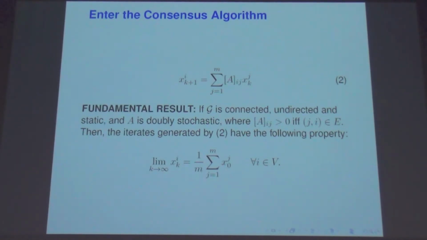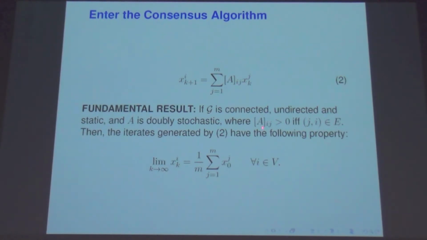And of course, this is a very easy result once you understand this, under the assumption that the graph G is connected, undirected, and static. Undirected means that the matrix A is symmetric. Static means that matrix A is not changing with time, and connected means that there is a path from node i to node j for any pair ij. And moreover, assume the matrix A is doubly stochastic, that means the sums of the columns and the sums of the rows are equal to 1.